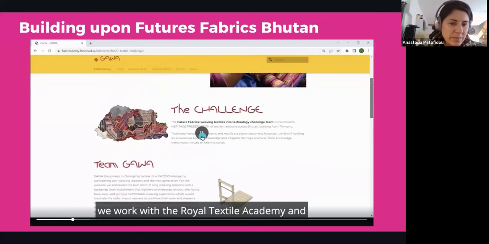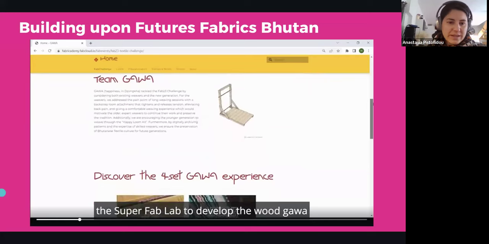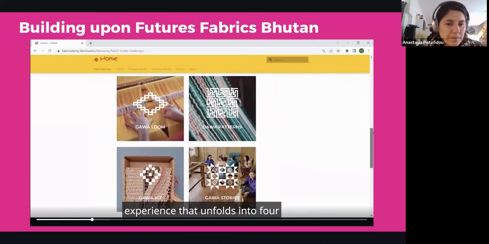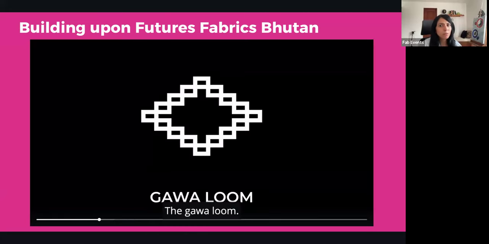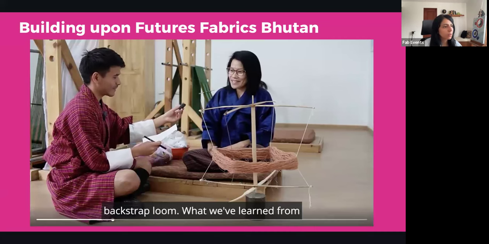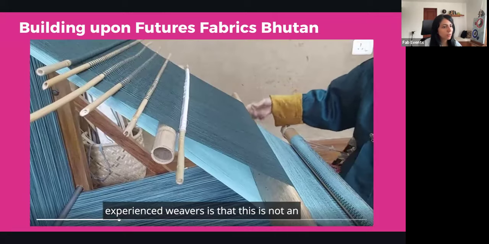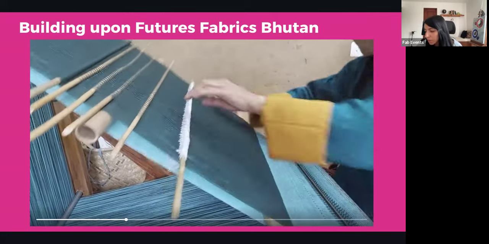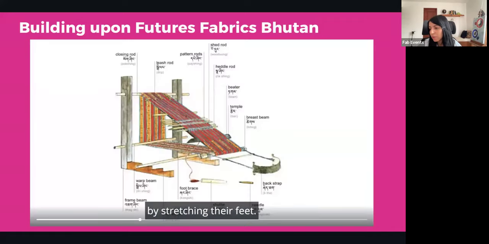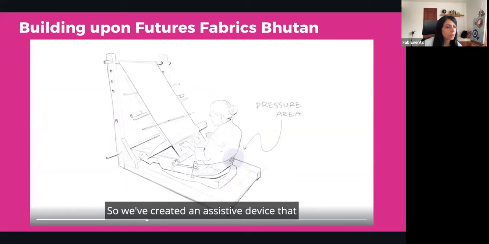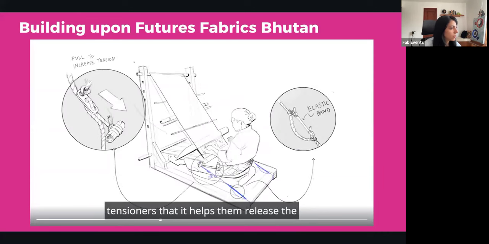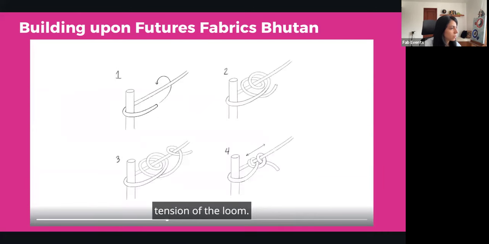There you go. So you can go from the Royal Textile Academy and the Super Fab Lab to develop the Udgawa experience that unfolds into 4 different topics. The Gawa loom. Traditionally in Bhutan they are using the backstrap loom. What we've learned from experienced weavers is that this is not an easy job. They have to be seated for many hours while they need to maintain the tension of the loom by stretching their feet. So we've created an assistive device that holds their back while we have 3D printed tensioners that help them release the tension of the loom.